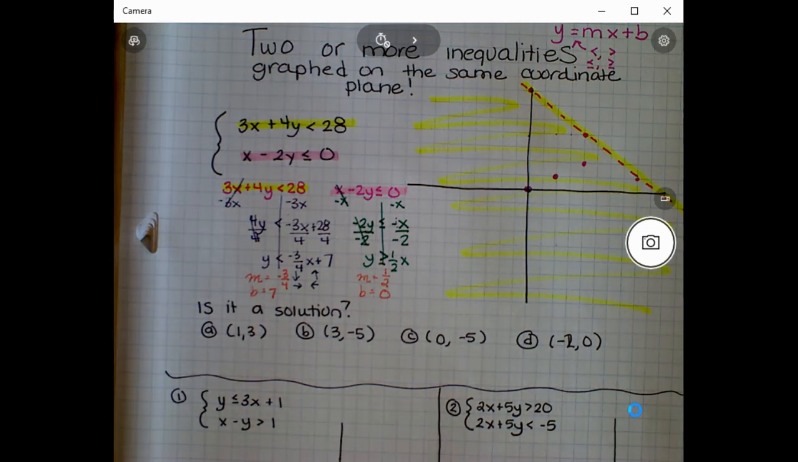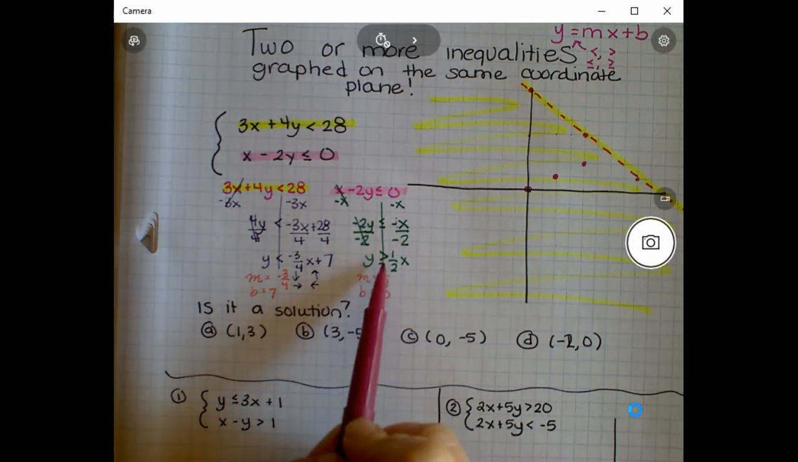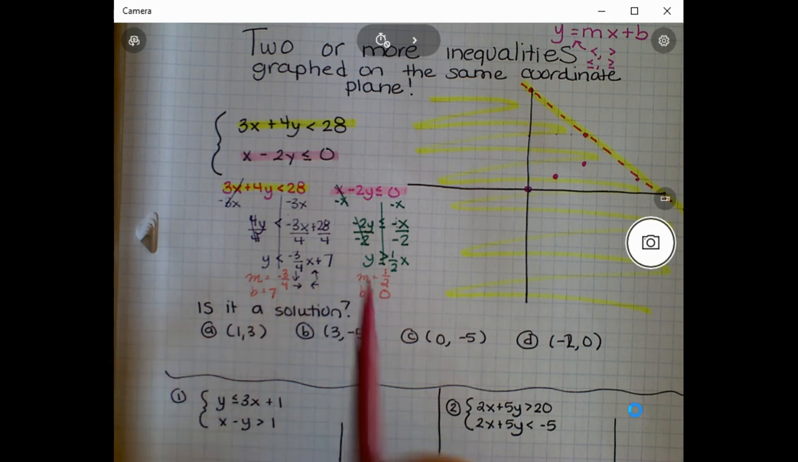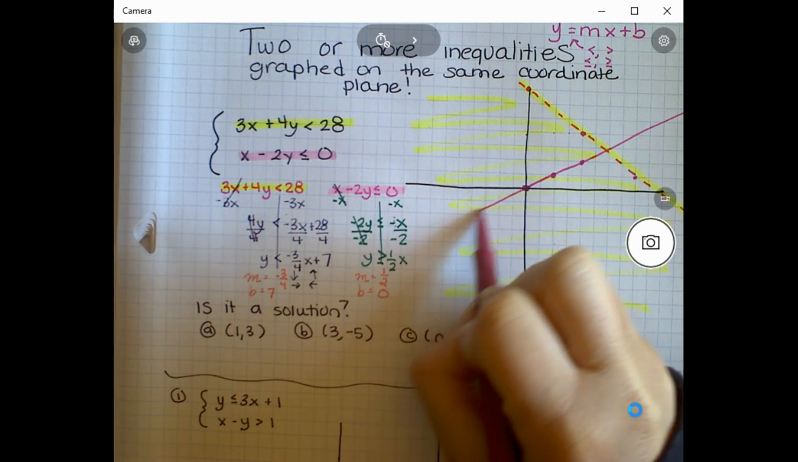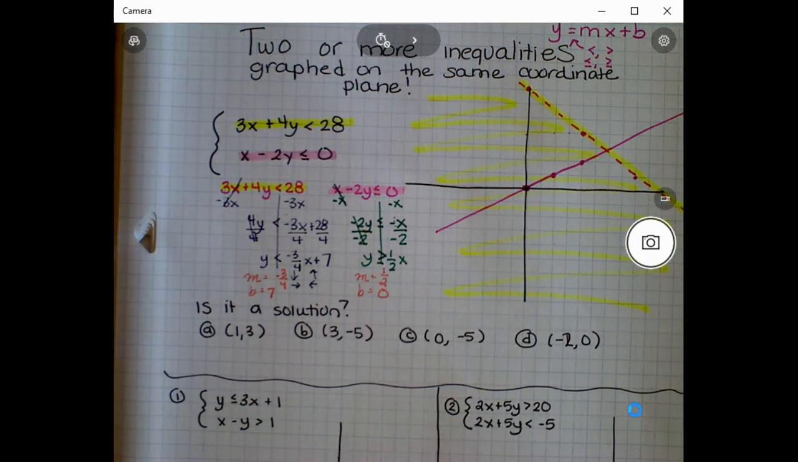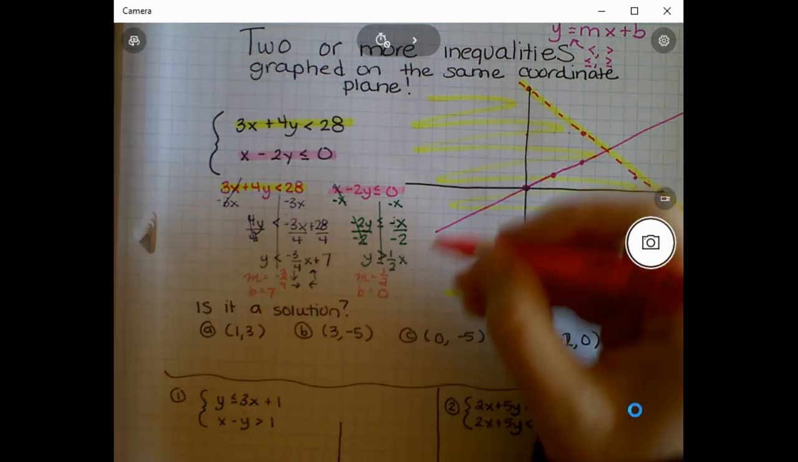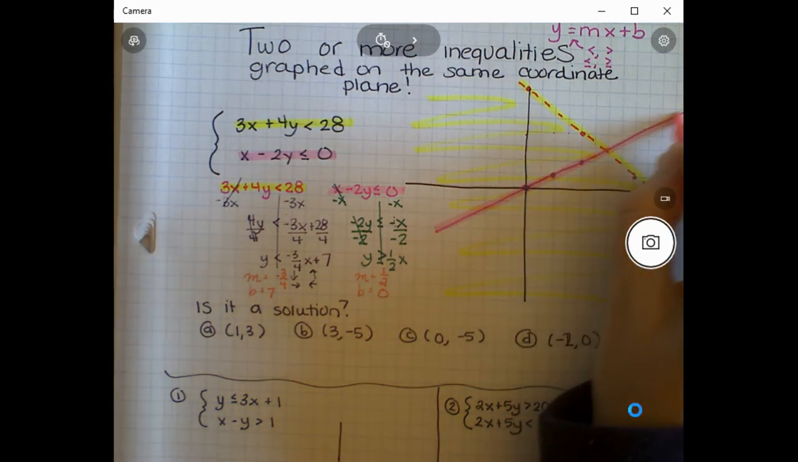Now, deciding if this is a dotted line or a solid line, we need to look at our inequality symbol. It is greater than or equal to. The or equal to means that this is going to be a solid line. And the greater than means that we're going to shade above this line.